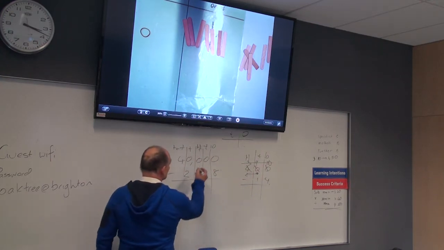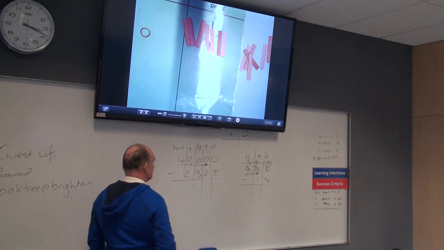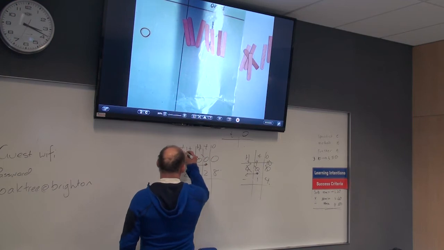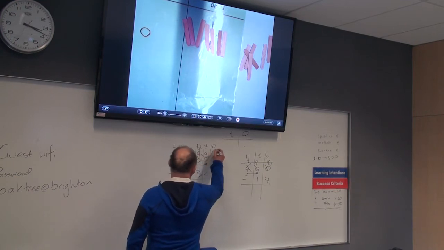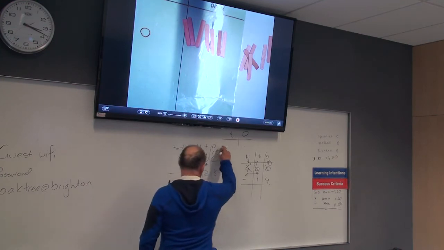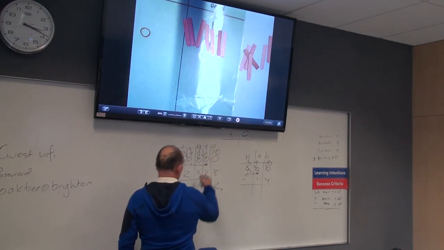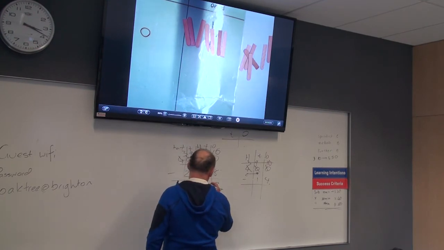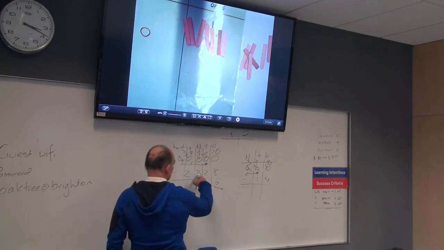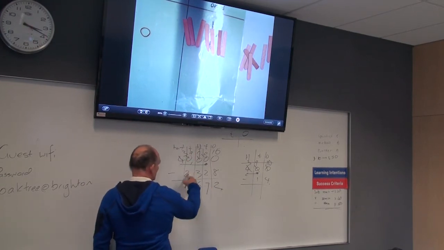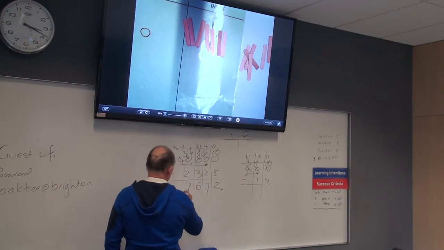So over here, how many 10s have I got? I've got 4,000 of them. If I rename one of them and 10 1s, I can do it like that. And 10 1s take away 8 1s is 2, 9. 10s take away 2 10s is 7. 900s take away 300s is 6. 9,000s take away 2,000s is 7,000s.